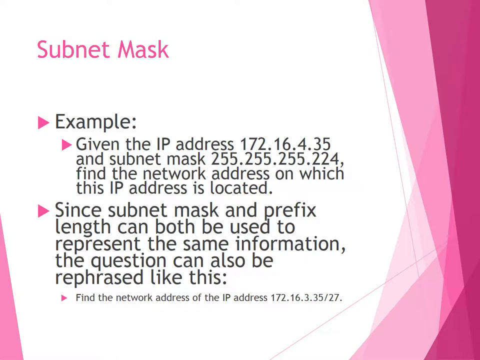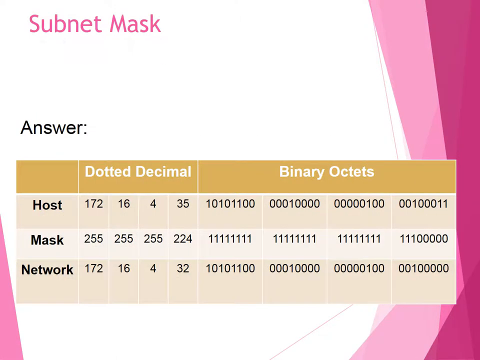Find the network address of the IP address 172.16.4.35/27. Answer in dotted decimal and binary octets. The IP address 172.16.4.35 is converted into binary as represented. The mask 255.255.255.224 is represented in binary as shown. The network 172.16.4.32 is also represented in binary.